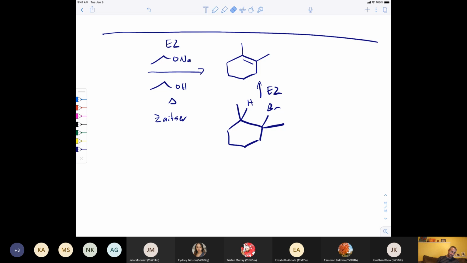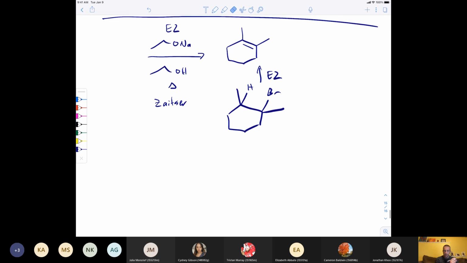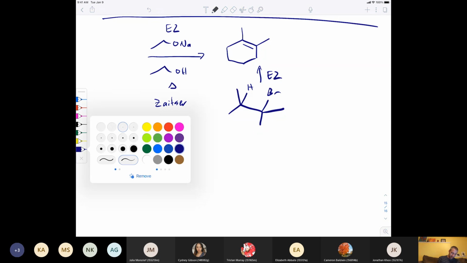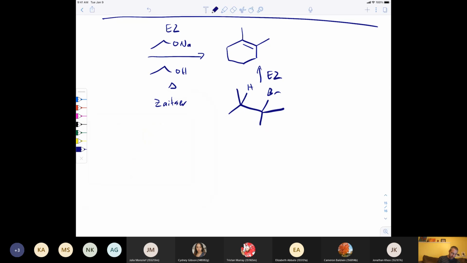Now, I need more than that though, because every time we ask you to draw product or starting materials, we always say explicitly show the stereochemistry using dashed and wedged bonds. So this isn't good enough. We need dashed and wedged bonds in this particular case. So let's redraw that. I can also draw the rest of the ring.